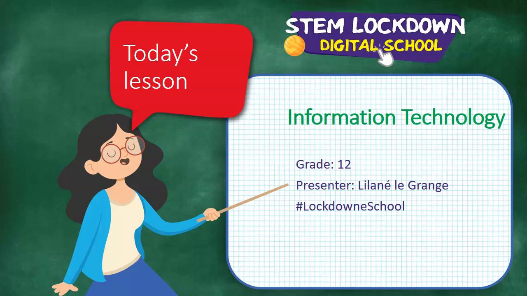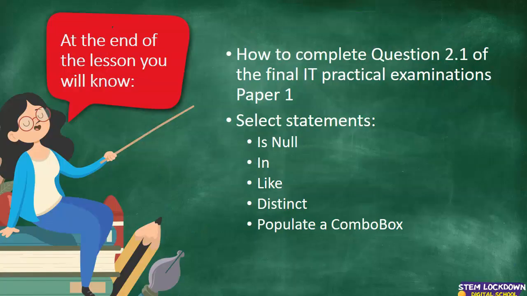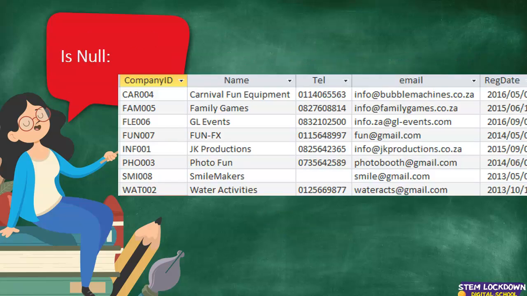Today we're going to continue with SQL and teach you more about how to use your select. By the end of this series of lessons you should be able to complete question 2.1 of your final exams, and this is just an overview of what I'm planning to do today: is null, in, like, distinct, and then hopefully we'll get to populating the combo box.